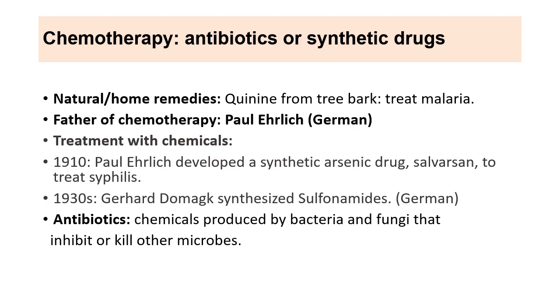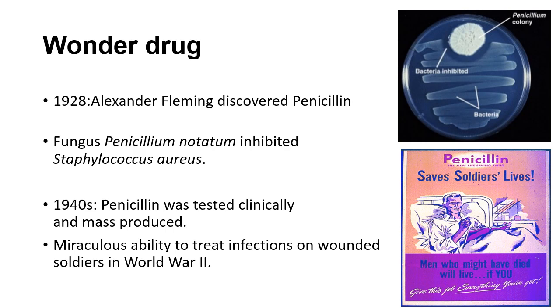So antibiotics are chemicals produced by bacteria and fungi that inhibit or kill other microbes. And of course, you've all heard of the wonder drug called penicillin, which was discovered by Alexander Fleming, and it is produced by Penicillium notatum, and it inhibits a bacteria called Staphylococcus aureus. And its miraculous effect was seen firsthand in World War II, because what you will realize if you read the history of all these wars is that many people died not of the wounds that were inflicted in war, but because of the diseases or the infections they succumbed to because of the wounds.